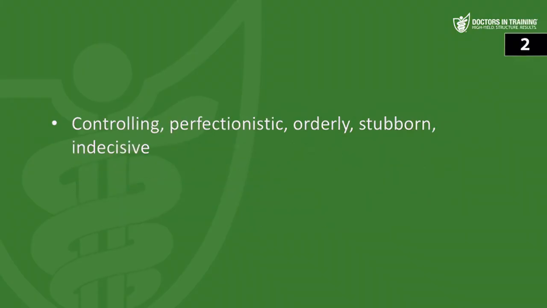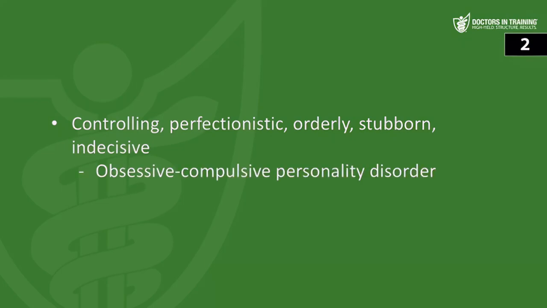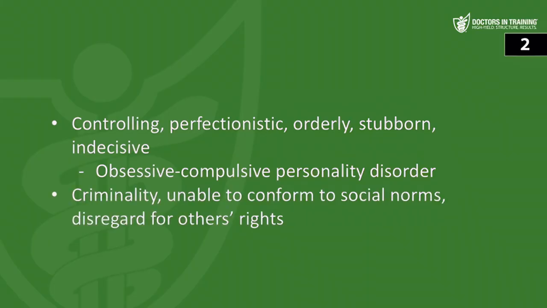Next, we have controlling, perfectionistic, orderly, stubborn, indecisive. That's going to be obsessive compulsive. And then criminality, unable to conform to social norms, disregard for the rights of others. That's going to be antisocial.